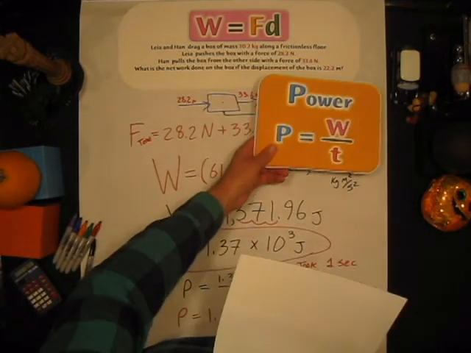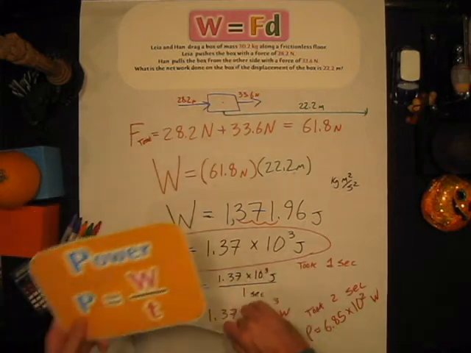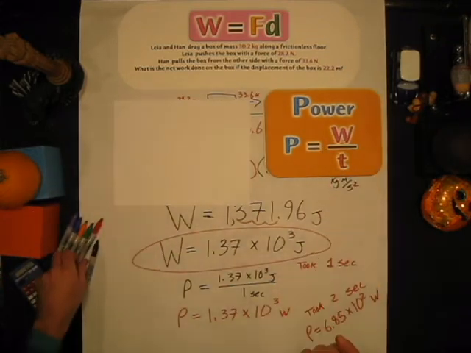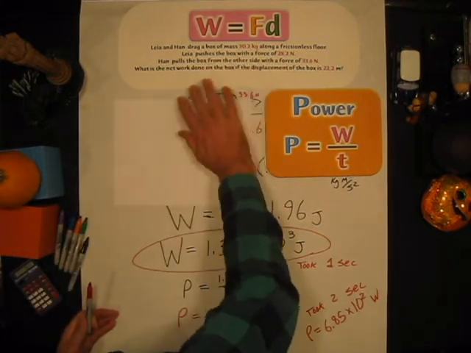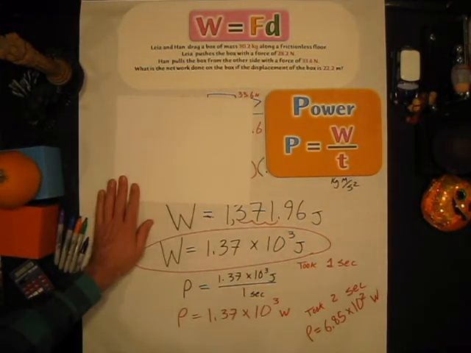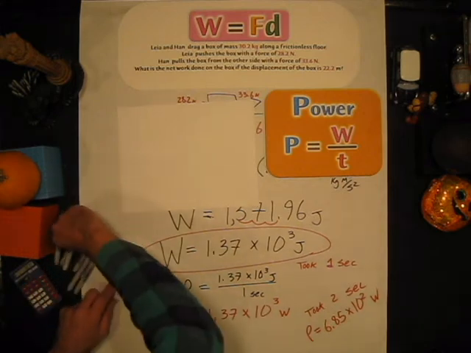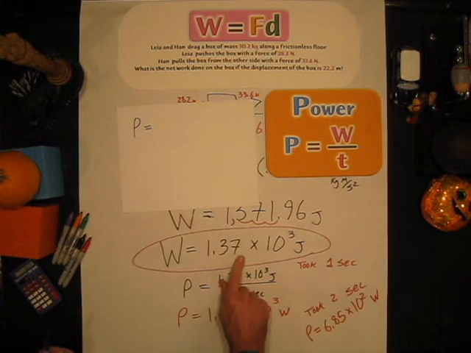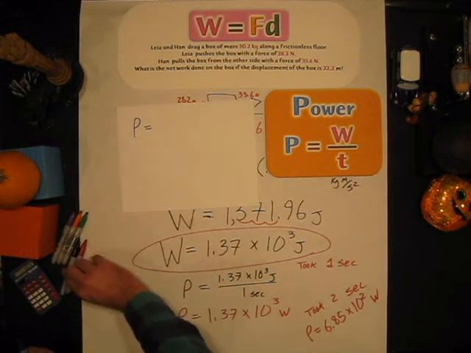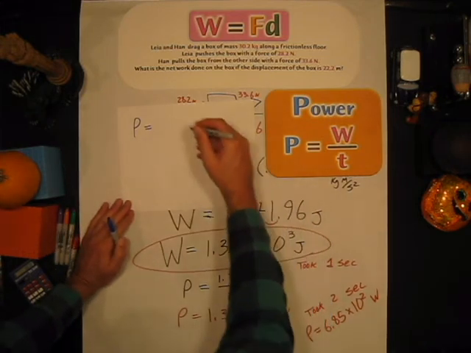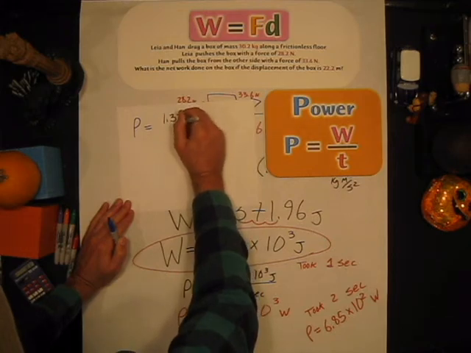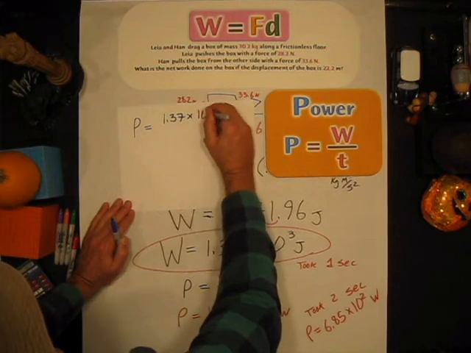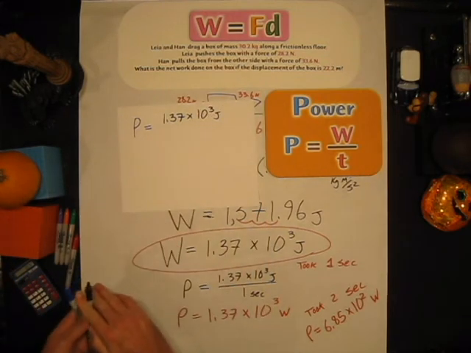So remember, if we're calculating power, we know how much work was done. We've done that already. But if we want to know how much power, well, that depends on the time. So what if it did take them an hour to do this? Because it doesn't say how long it took. Well then power equals work. Here's the number for work right here: 1.37 times 10 to the third joules, and then over time.